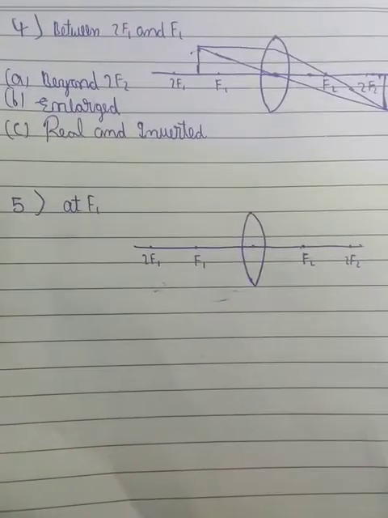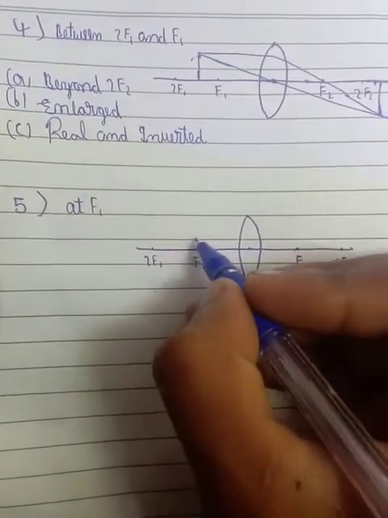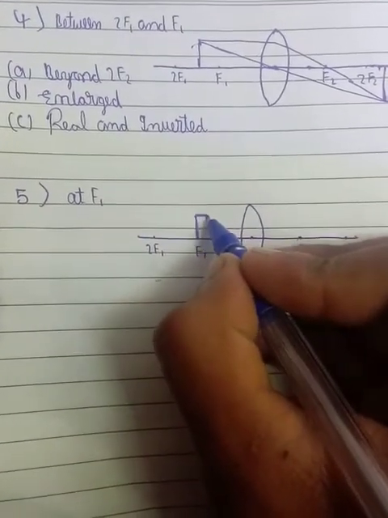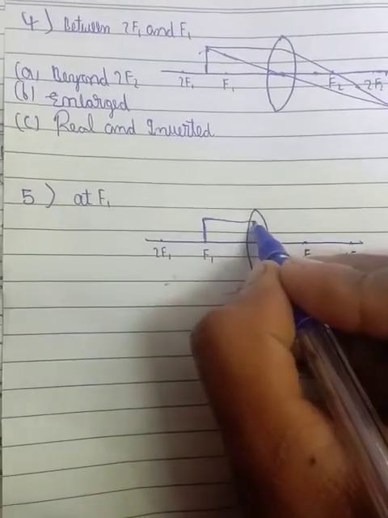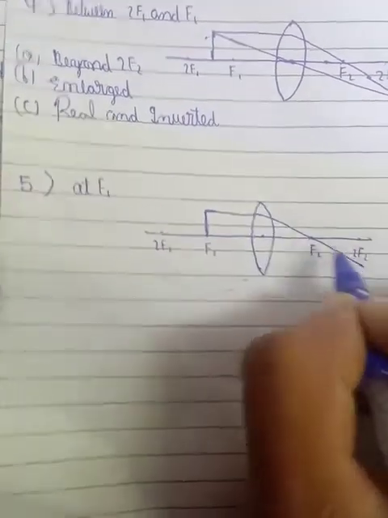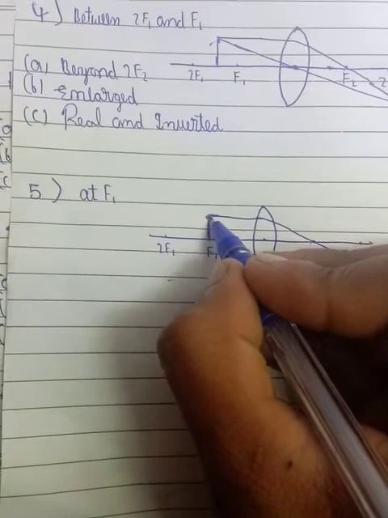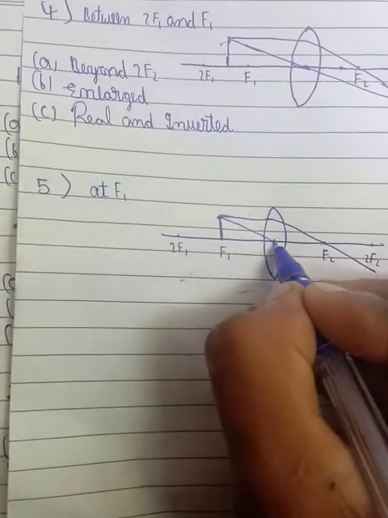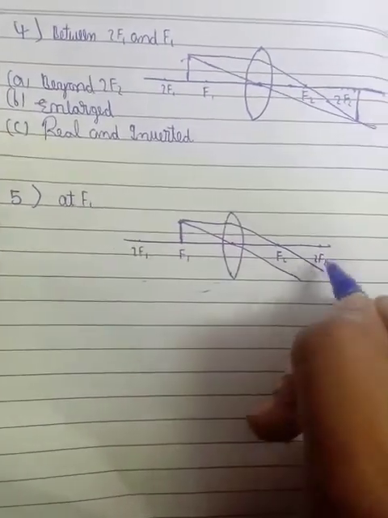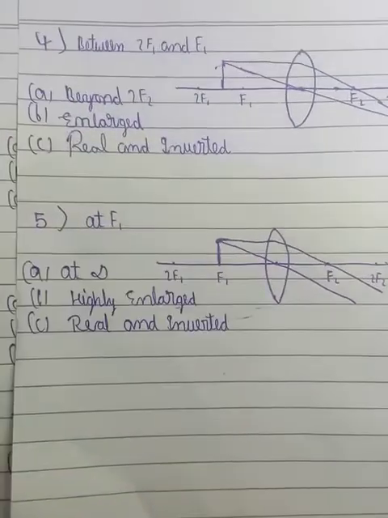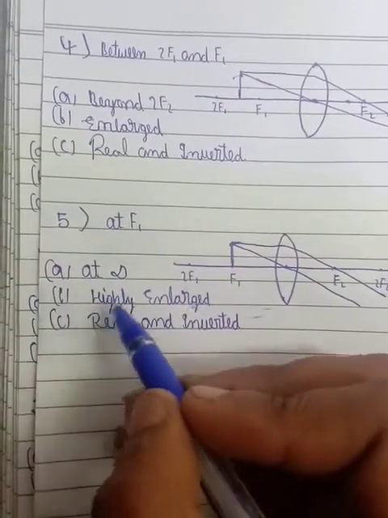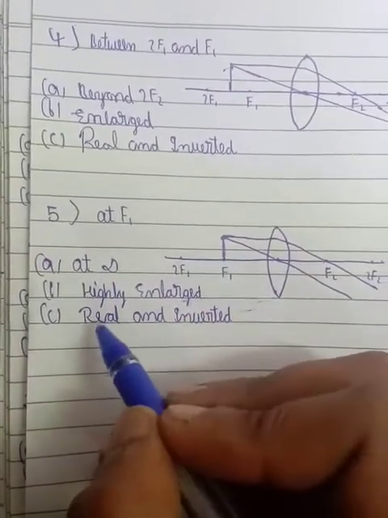In the fifth case, when the object is kept at F1, means it is kept here, from here the light ray will go parallel to the principal axis. After refraction it will pass through the focus. From here one more light ray will come to the optical center and it will go parallel and meet at infinity. The characteristics of the image are: it is formed at infinity, it is highly enlarged, real and inverted.